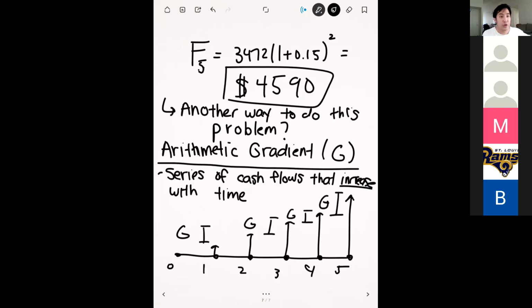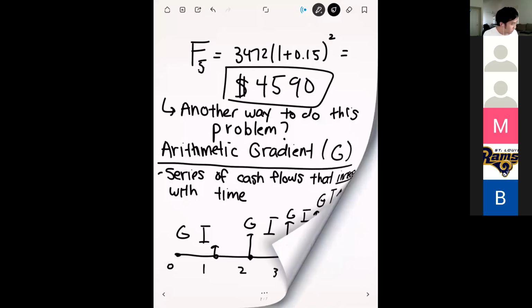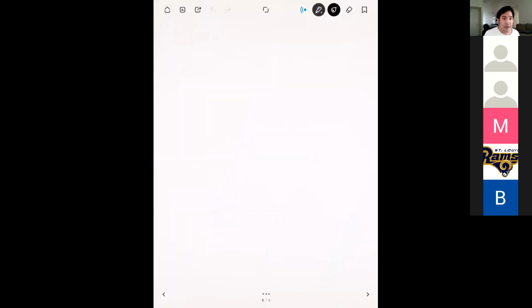Okay, and so when you're computing an arithmetic gradient, what you're interested in is how much our payment is increasing each year. Right? So does this make sense to everybody? Any questions on this? Okay. And so now that we have a new cash flow, we need a set of formulas to convert this, because we need to be able to convert G to P, G to F, and G to A.